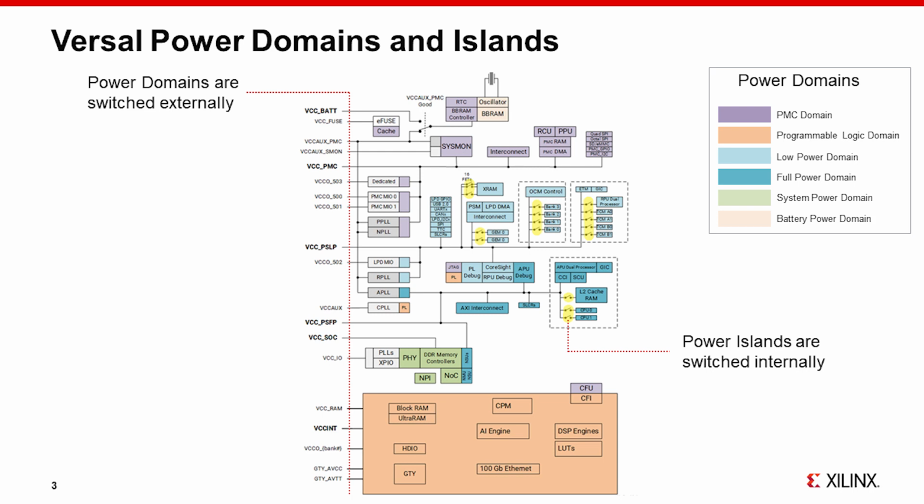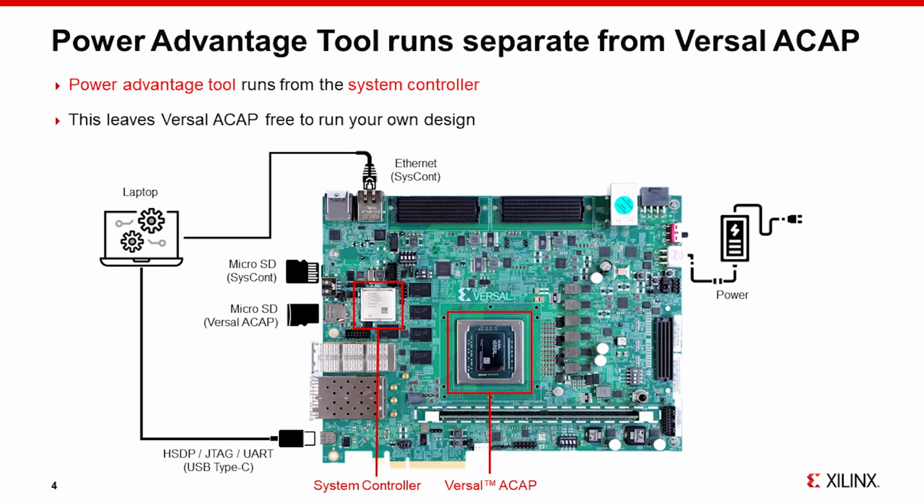The Power Advantage tool is a tool that helps you get the most benefit out of your designs. This tool measures the power on each rail of the VCK190 or VMK180. It runs independently from the Versal, so you can be running your own design. An engineer can view his power consumption at any time, so he can test his power-saving code. Or an engineer can just keep his eye on his power to make sure he stays on budget.